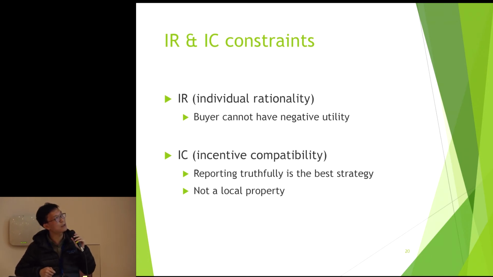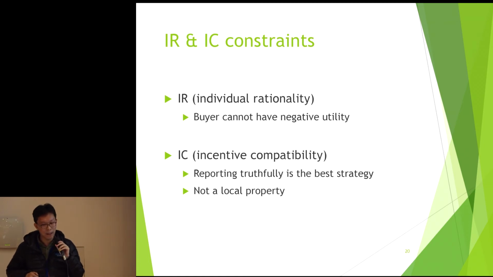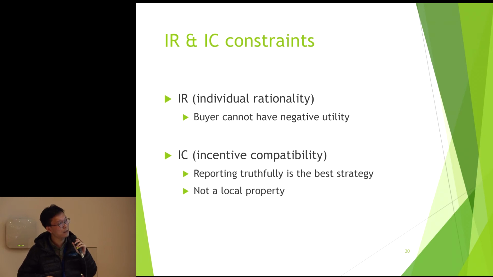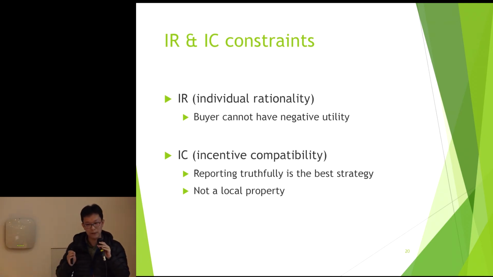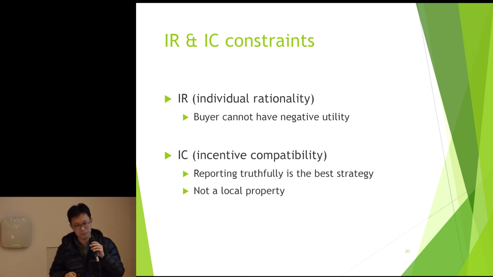The IR constraint stands for individual rationality. It says that under no circumstances can the buyer have a negative utility. And the IC stands for incentive compatibility. It says that reporting truthfully should always be the best strategy. So if you think about it, this is not a local property because you need to guarantee that for any buyer value, reporting anything else would not give the buyer a higher utility.